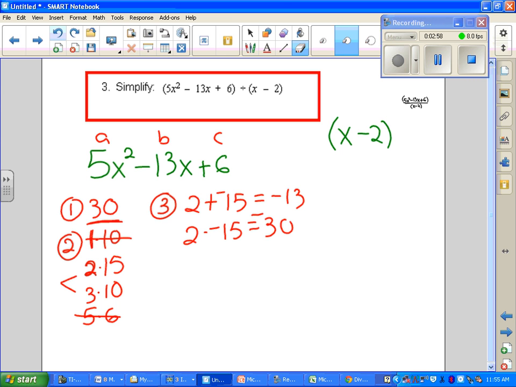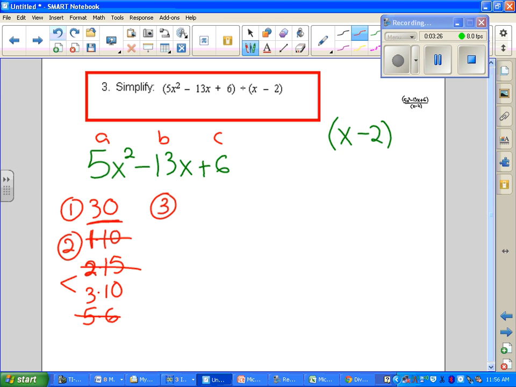Did you all see that? That's a good one right there. I'm afraid some people might have missed that, so rewind or listen again. 2 and 15 will give you negative 13 if the 15 is negative. But 2 times negative 15 is not positive 30, it's negative 30. I want my answer to multiply to positive 30. So that means my 2 and my 15 won't work.